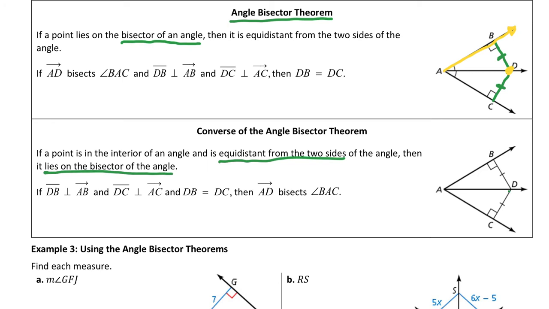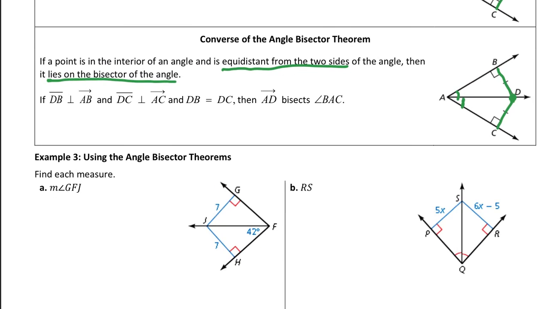So it says if D is the same distance from this side as it is from this side, then that means AD bisects BAC, meaning that this angle BAD and this angle CAD are congruent. That angle is being bisected.